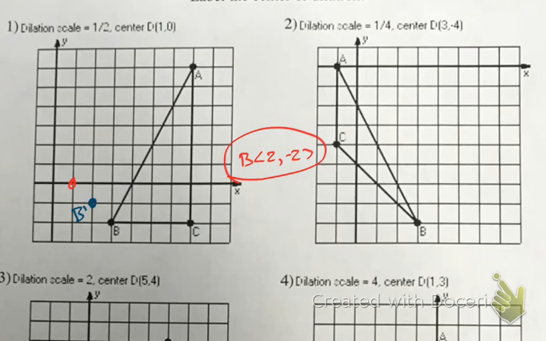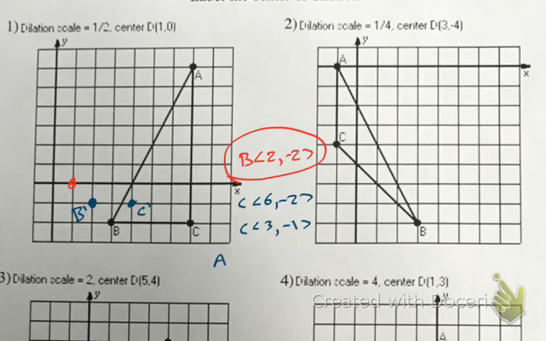So now to get to C, 1, 2, 3, 4, 5, 6. So right 6, down 2. So again, if people want to see the vector, right 6 and down 2. Well, half of 6 is 3. Half of negative 2 is negative 1. 1, 2, 3, 1. So here is our C prime.